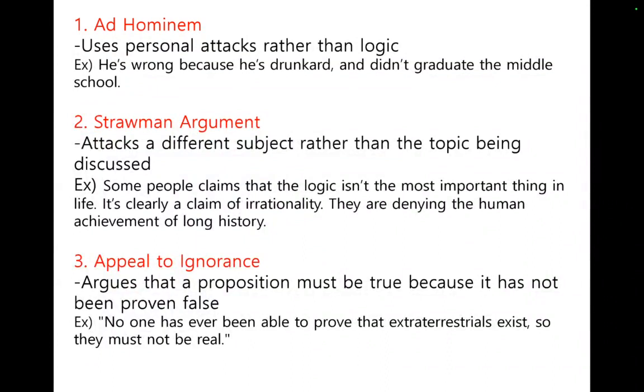Third, appeal to ignorance. Also known as an argument from ignorance, it argues that a proposition must be true because it has not been proven false or there is no evidence against it. An appeal to ignorance doesn't prove anything. Instead, it shifts the need for proof away from the person making a claim. The argument can be used to bolster multiple contradictory conclusions at once, such as the following example. No one has ever been able to prove that extraterrestrials exist, so they must not be real.